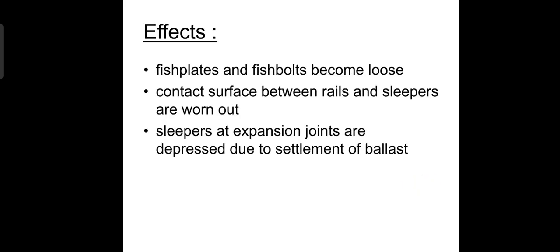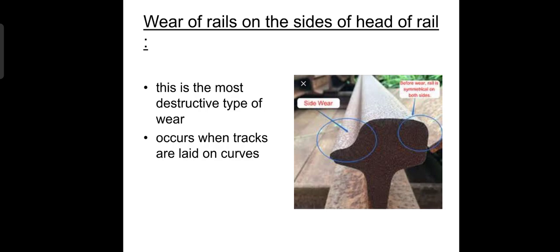Effects: fish plates and fish bolts become loose. Contact surface between rails and sleepers are worn out. Sleepers at expansion joints are depressed due to settlement of ballast. Wear of rails on sides of the head of rails: this is the most destructive type of wear, occurs when the tracks are laid on curves. The picture shows the wear of rails on the sides of heads of rail.